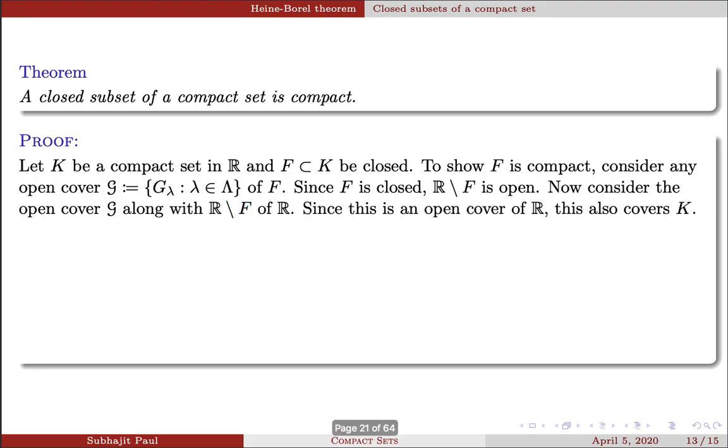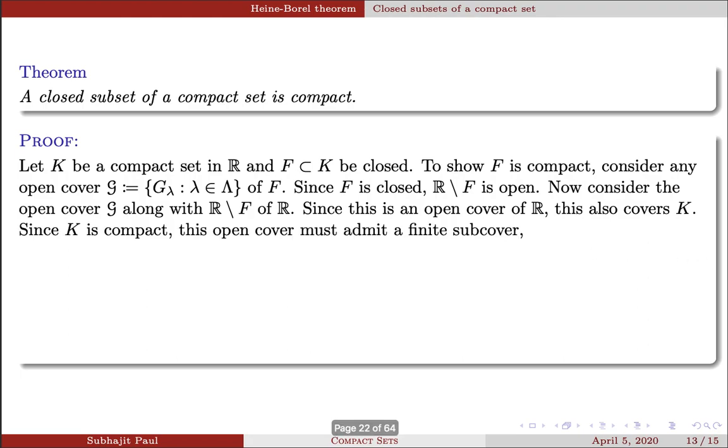Since this is an open cover of R, it also covers the compact set in consideration, K, because K is a subset of R, obviously. So this open cover, script G along with R minus F, covers K. Now what we know about K is that it is compact, so this open cover must admit a finite subcover as well.